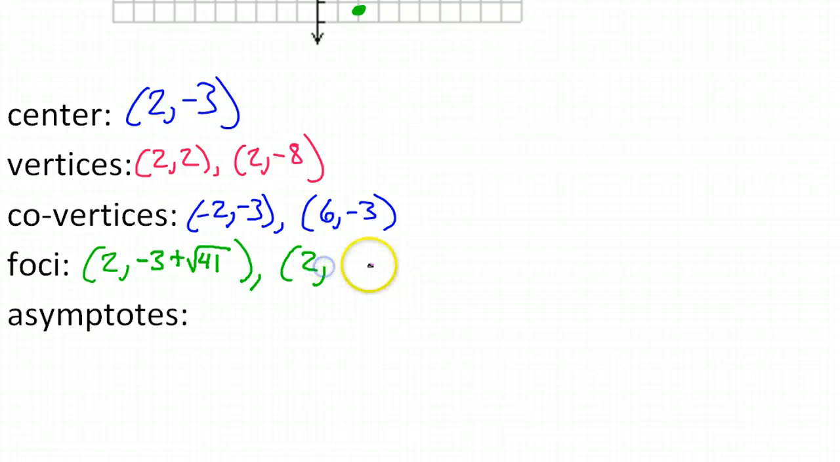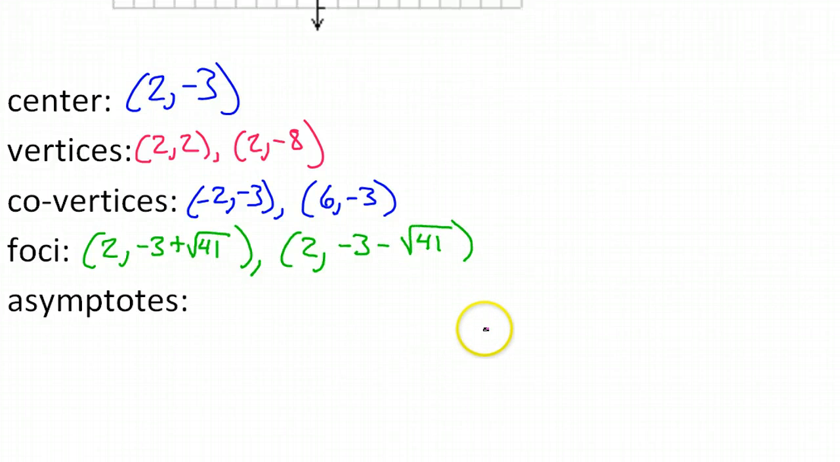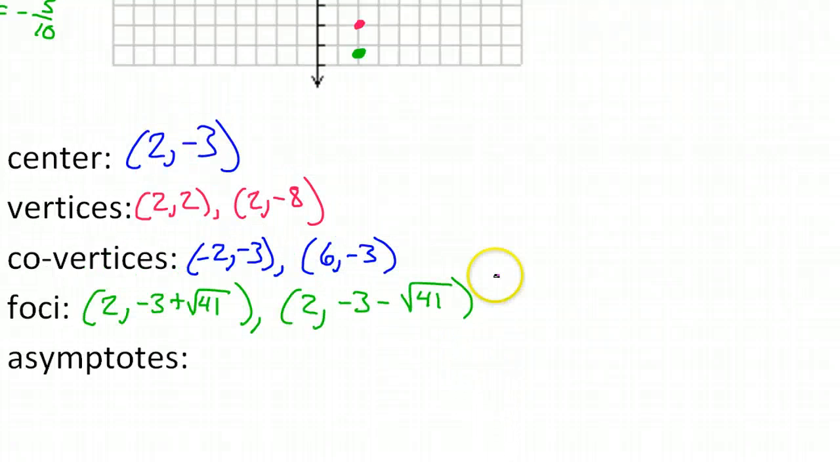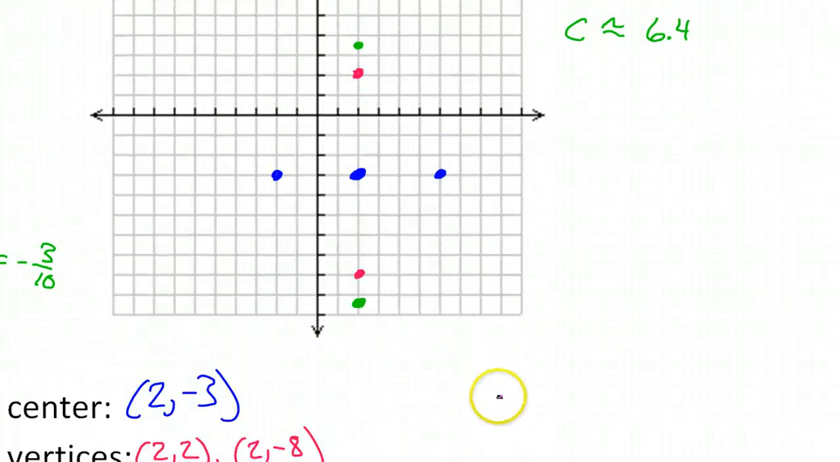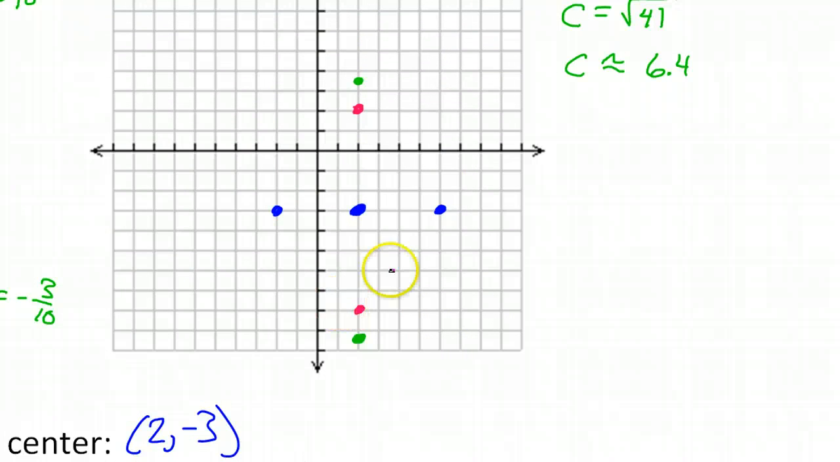And the other one will be (2, -3 - √41). Okay, that's it for the foci. Now for the asymptotes, I'm going to go ahead and draw the box between the vertices and the co-vertices and the diagonals off camera.